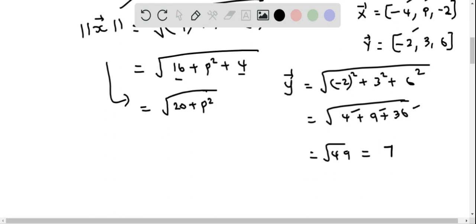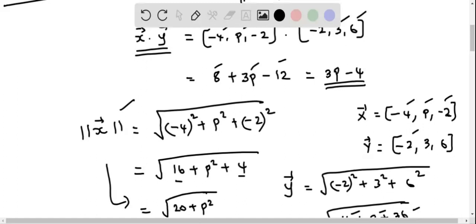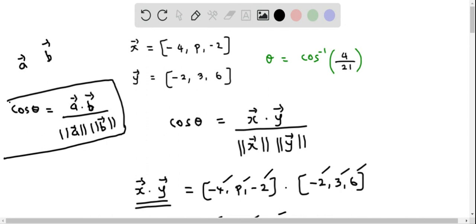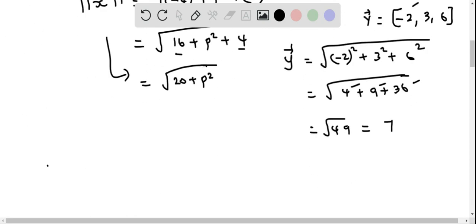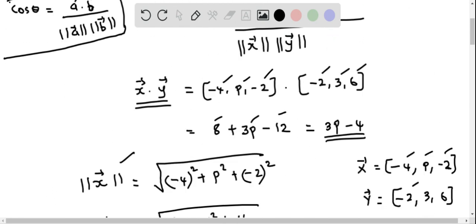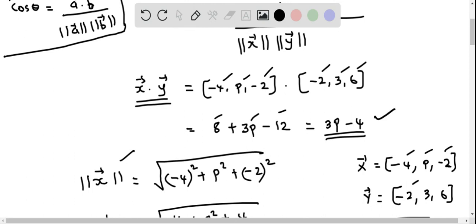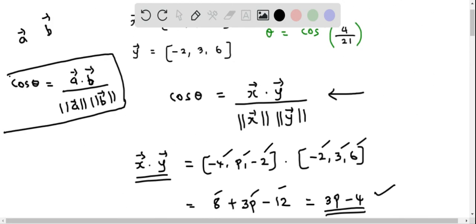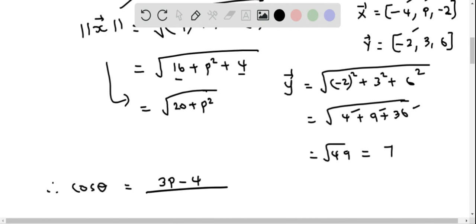Okay, so since we have determined the x dot y, and the magnitudes of x vector and y vector, we can plug it into the cosine theta formula. So let's do that. Therefore, we write cosine theta. This equals, in the numerator, we replace x dot y as 3p minus 4. So this one is 3p minus 4, and in the denominator we write the product of the magnitudes of the x vector and y vector.